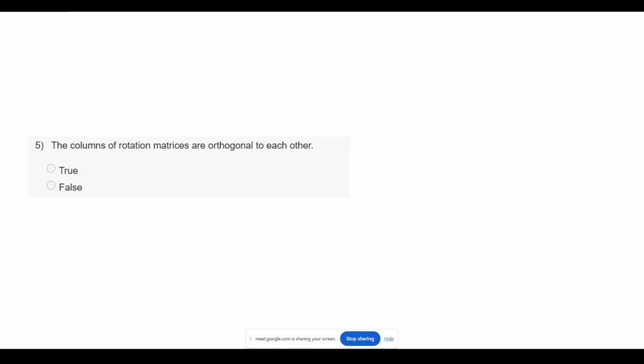The columns of rotation matrices are orthogonal to each other. True. Rotation matrices are commutative. False. They are not commutative. Quaternions extend complex numbers to represent 3D rotations. True.